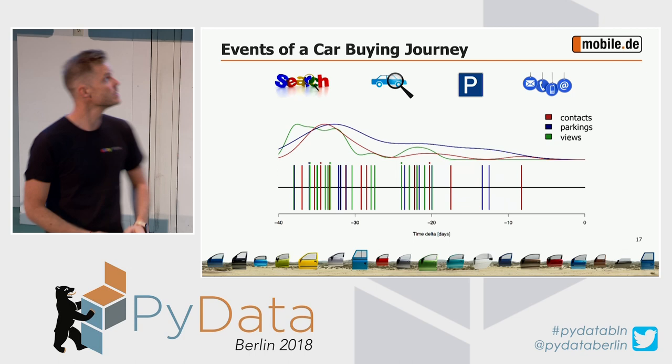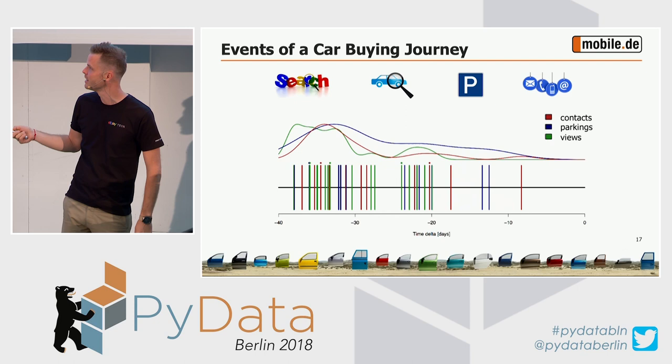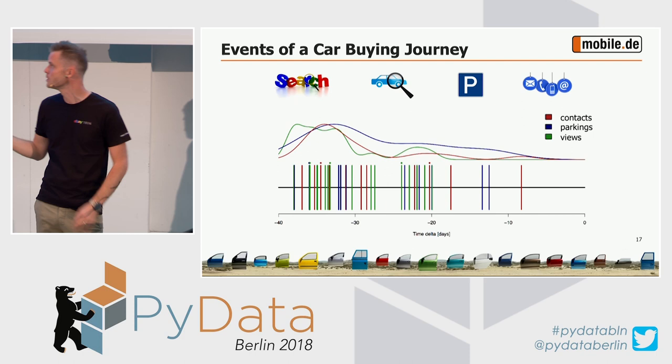That's very different things. Also, for us, actually, it's quite simple. It's based on data. So it's a data car buying journey made of individual events. I told you about them. It's like making contacts, you park a car, you make a view, you make searches. And this is over a timeline.